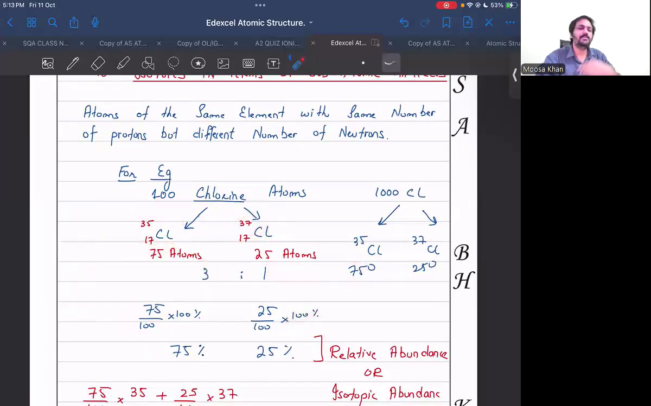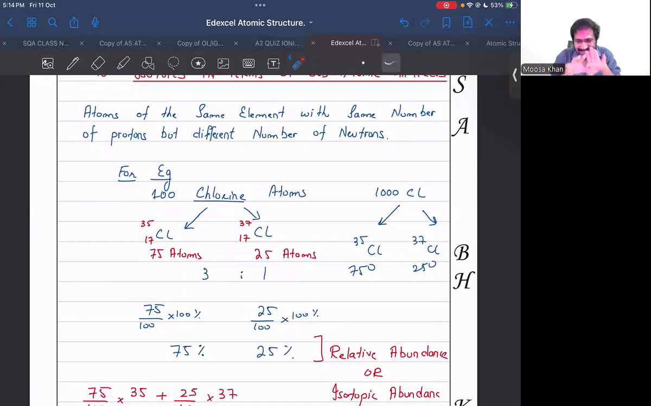I'm not saying that in future we cannot find a third isotope of chlorine. Maybe we can, one day Elon Musk takes you to the Mars and from where they collect the chlorine element and there may be a third or even the fourth or the fifth isotope of chlorine. But up till now, we have found only two isotopes of chlorine. One with the mass number 35 and one with the mass number 37.